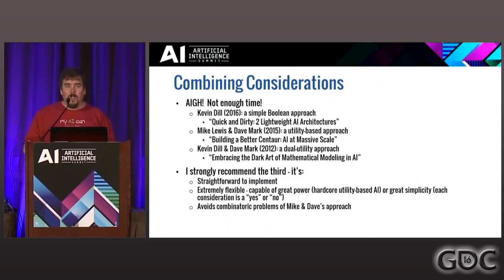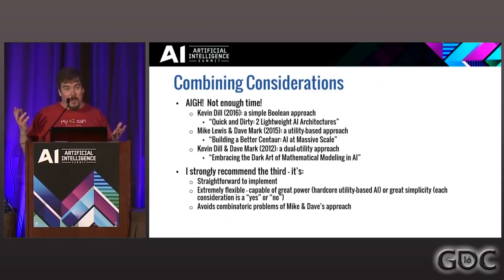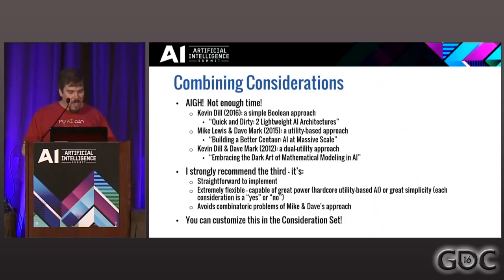It's straightforward to implement, right? It's not hard to get it up and running. It's extremely flexible. It lets you do either really hardcore utility-based AI stuff or really simple yes or no stuff, and you saw some examples of both of those in the sniper. And it's probably too strong to say it completely avoids the sort of combinatoric problems that Mike and Dave have, because it's utility-based, so of course it doesn't. But they had a problem where the more considerations you have, the more it forced the values down when they multiplied them together. And the dual utility-based approach gives you some different options for how you combine things to try and work around that in different ways. But you don't have to pick one way, right? So a consideration set is the thing that wraps a bunch of considerations and combines them together.